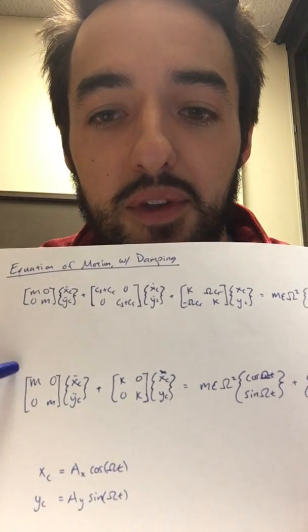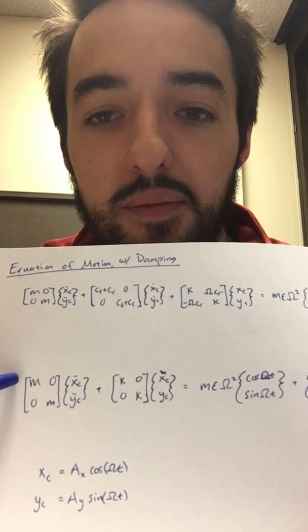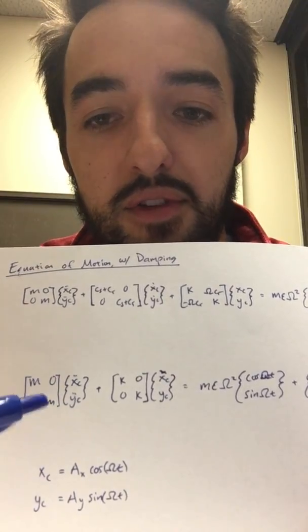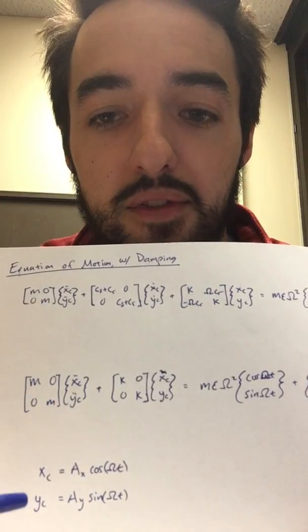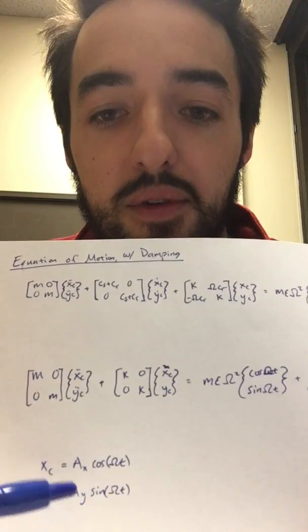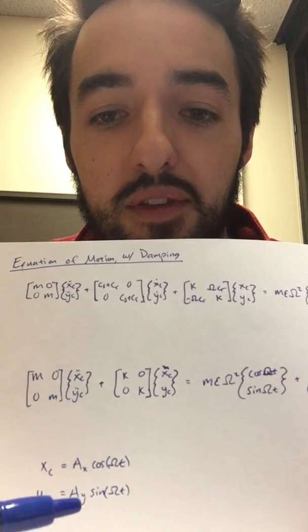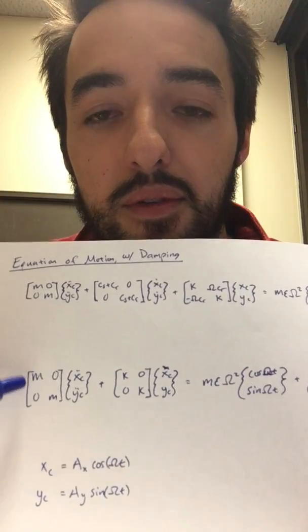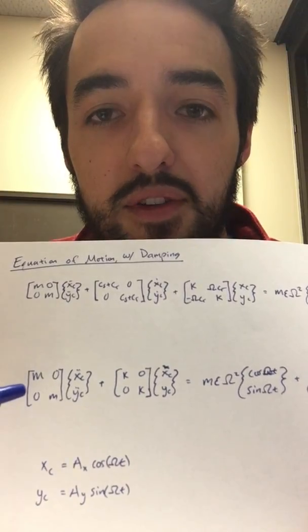And this is beneficial because you can just separate each degree of freedom into its own differential equation, and then assuming that x and y are simply some magnitude times cos omega t or sine omega t, you can plug these into these equations here and solve for x of t and y of t.